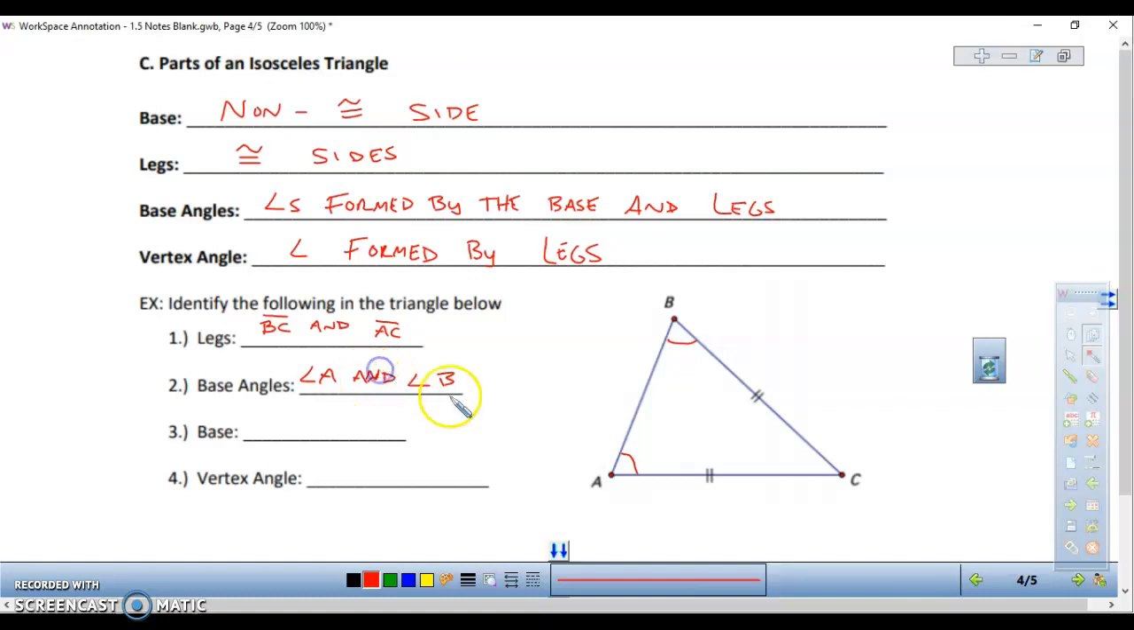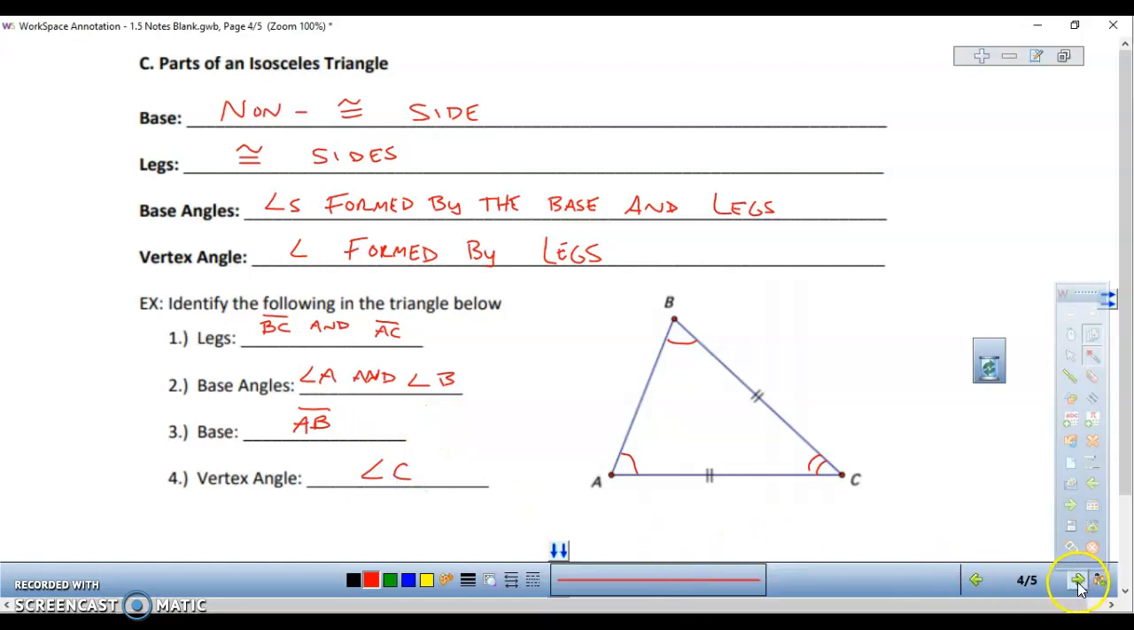Sorry about my handwriting. I know it's terrible. All right, the base. The base is the non-congruent side. So that would be segment AB. And then finally, the vertex angle. The vertex angle is the angle formed by the legs. So that would be angle C.